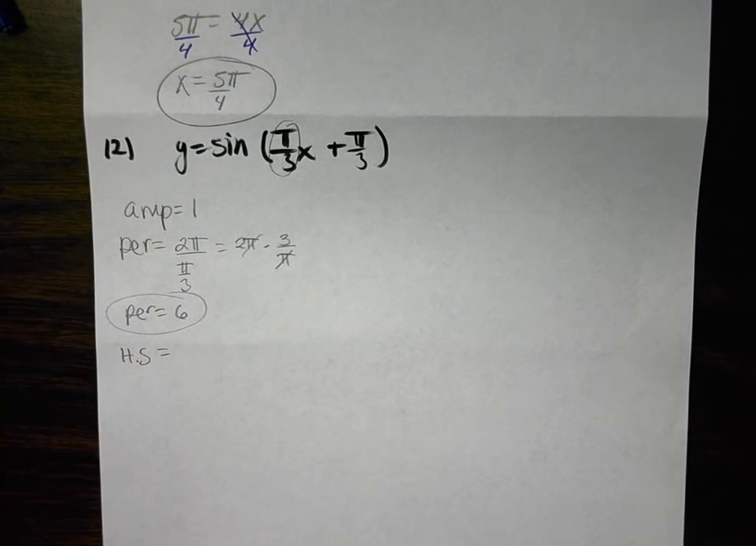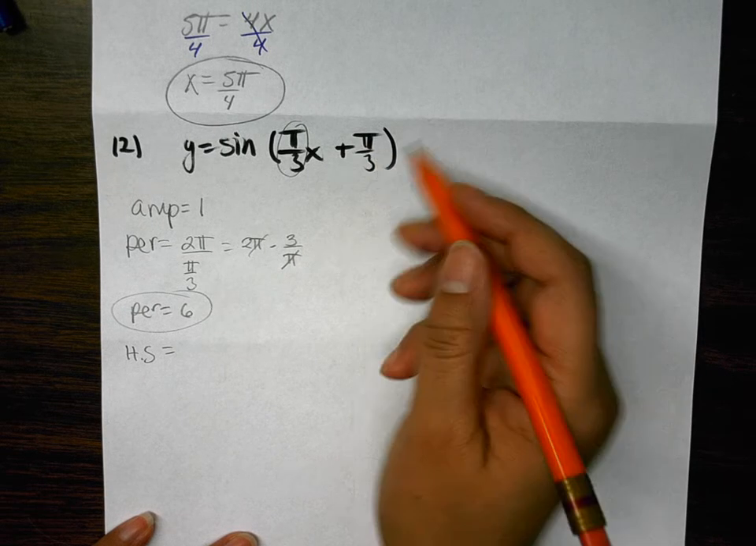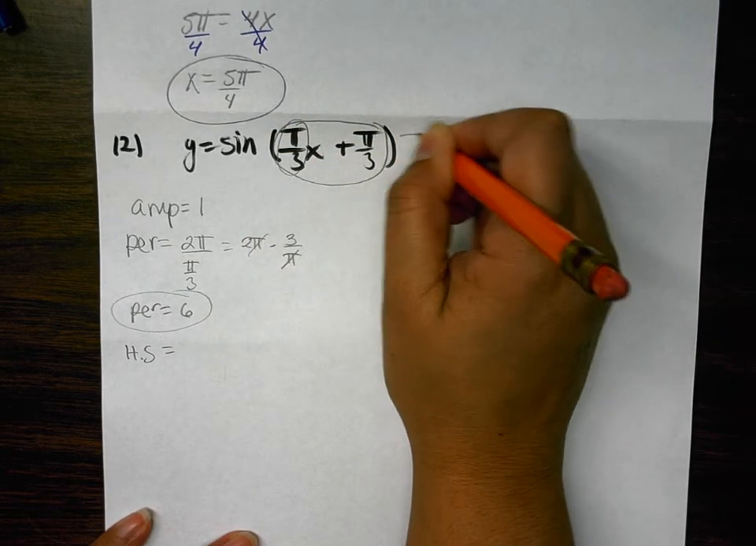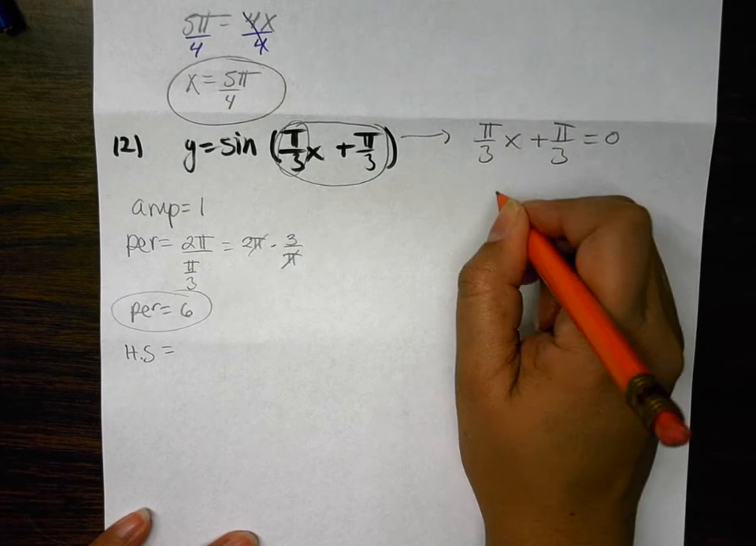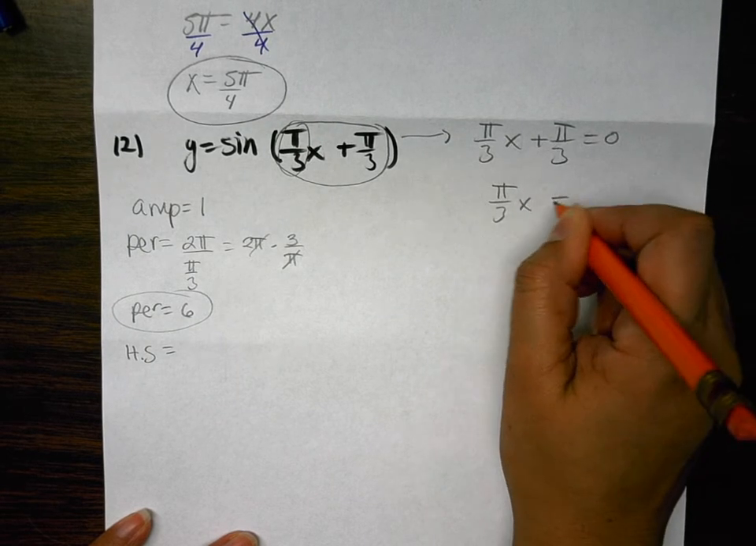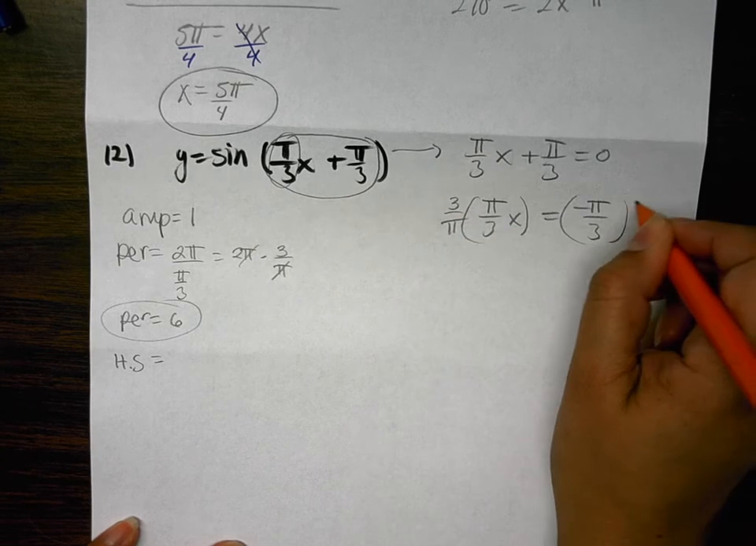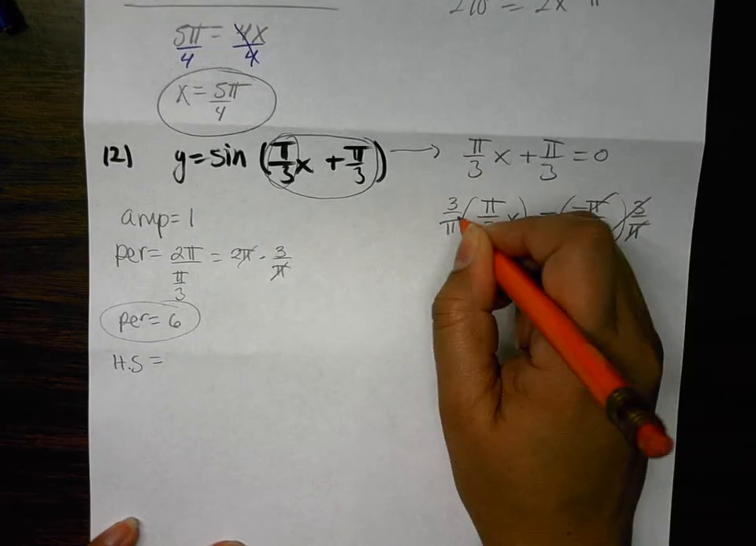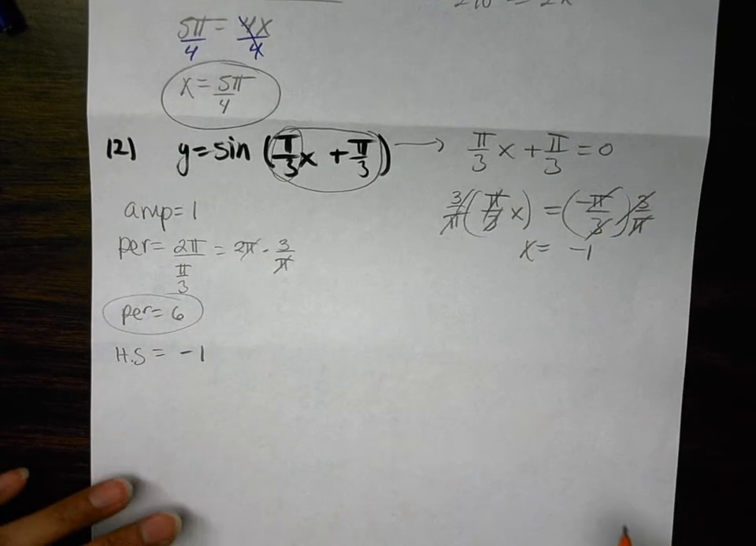I've had a few kids, as I walked around, said the horizontal shift was negative pi over 3. Can anybody explain where that mistake is? Or where they got the negative pi over 3? Right here they just said, oh, negative pi over 3, but you have to set this whole thing equal to 0. Pi over 3x plus pi over 3 equals 0. Pi over 3x equals negative pi over 3. Multiply both sides by 3 over pi. 3 over pi. Gone, gone, gone. What does x equal? Negative 1.